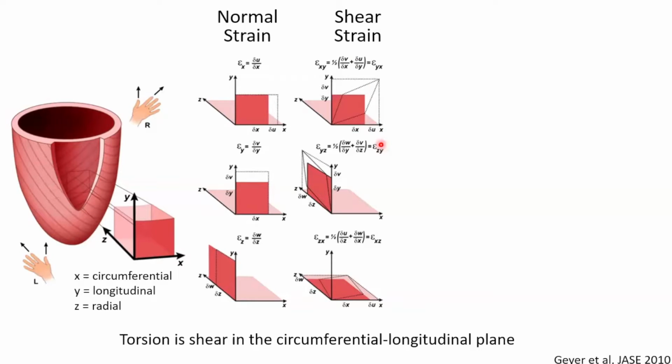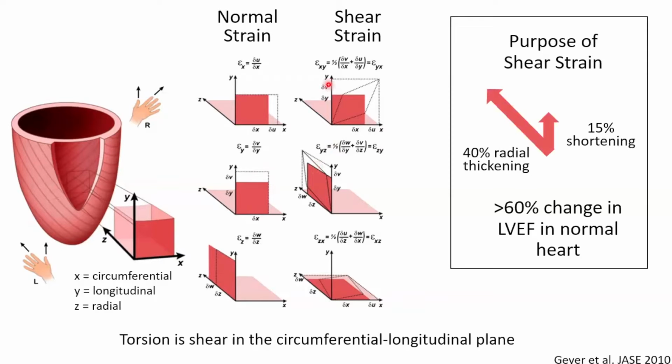As a 3D structure, the LV is quite complex. As you can see, it has multiple ways of normal strain and multiple ways of shear strain that it can move. And the purpose of shear strain is actually to increase the ability of that LV to eject blood. A 15% shortening longitudinally can actually be translated to 40% radial thickening, and that will lead to over 60% change in the LV ejection fraction in normal hearts. And so by this mechanism, the LV is able to really efficiently pump blood.